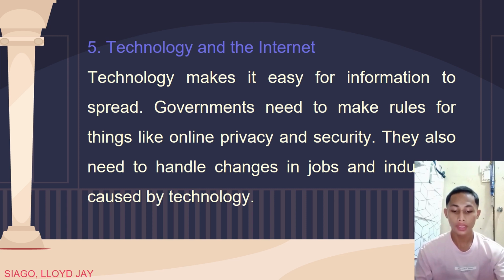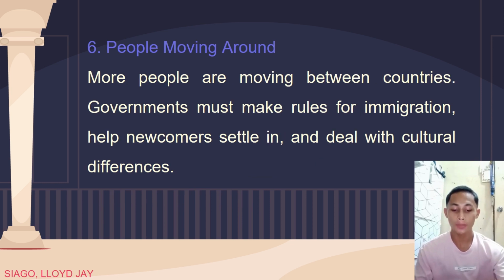So fifth is technology and the internet. Technology makes it easy for information to spread. Governments need to make rules on things like online privacy and security. They also need to handle changes in jobs and industry caused by technology. The sixth one is people moving around. More people are moving between countries. Governments must make rules for immigration, help newcomers settle in, and deal with cultural differences.